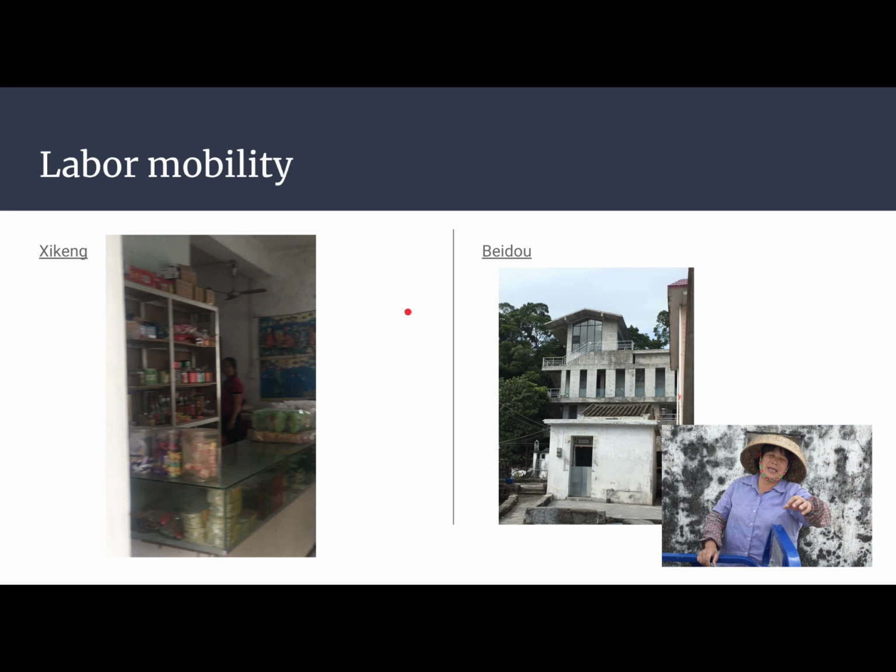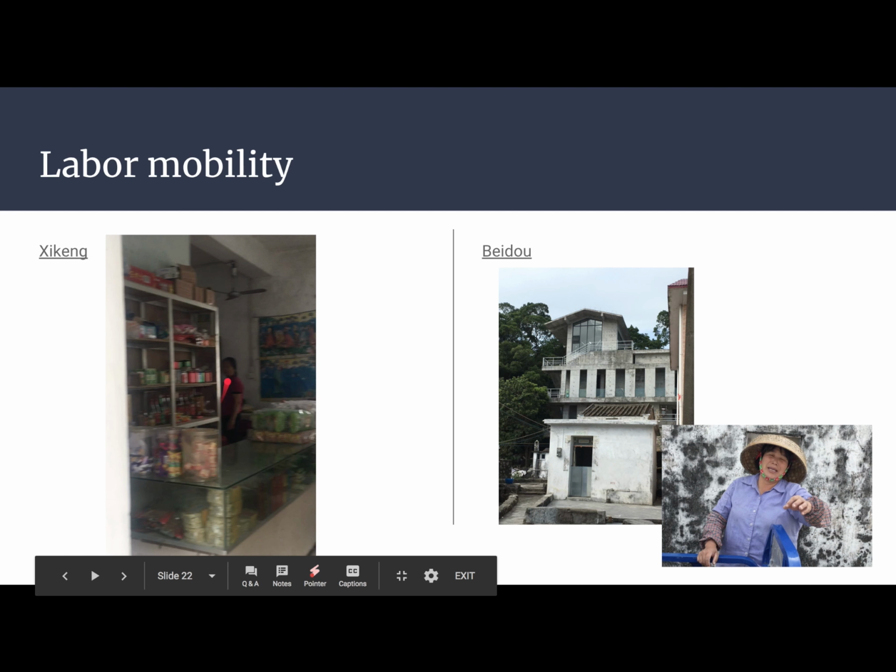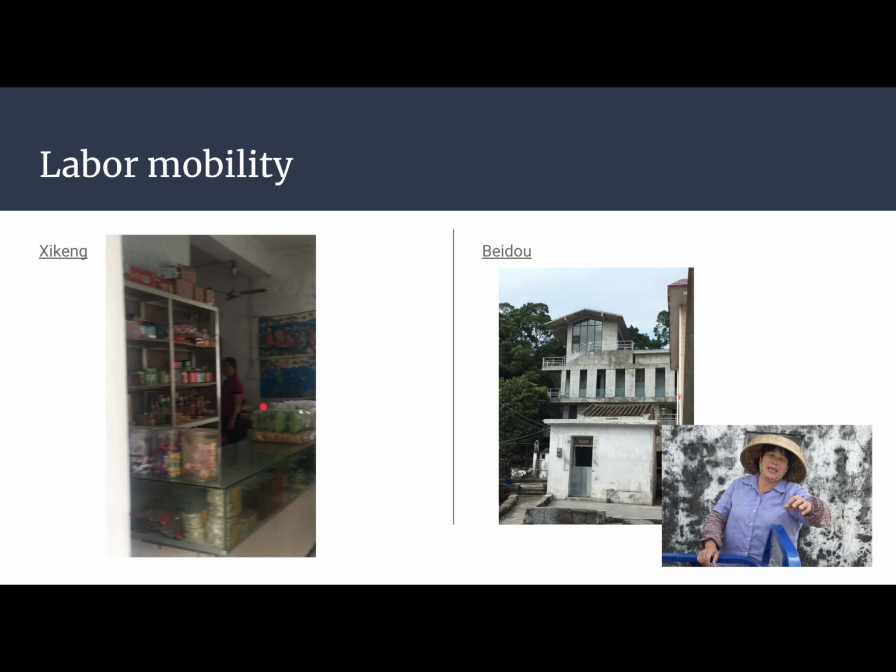In terms of labor mobility, we can look at jobs other than farming and fishing. In Xikeng, one of the only alternative occupations we saw was a shop owner. However, the owner says people from this village don't really buy anything from the shop. People barely come. This means that the shop would have to rely on customers from the outside. Yet, from what we've established with the roads and transport, we see that it's difficult for large groups of people to access the shop, especially considering the absence of public transport.